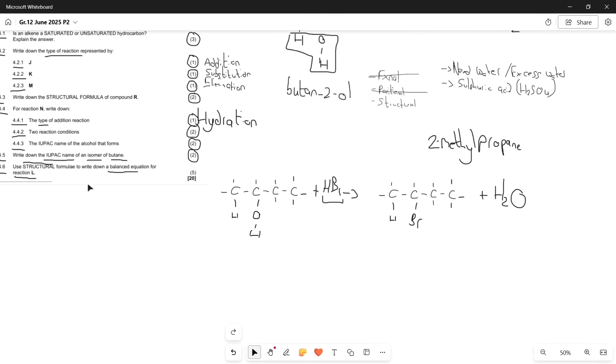And usually when they're referring to a balanced equation in structural formula as well, we don't usually have to add numbers. So it just means we have to add the right reactants with it in order for it to remain balanced throughout. Okay, cool. And that just earned us 5 marks over there and 20 marks for the whole section.